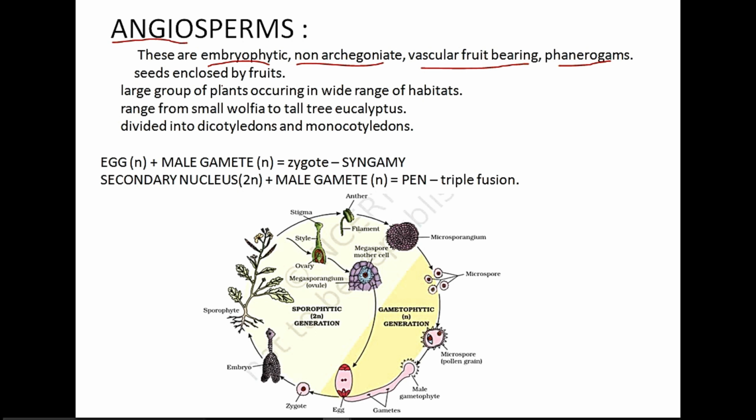The pollen grains and the ovules are developed in specialized structures called flowers. Here, as you can see, the flower. So the pollen grains and ovules are developed inside special structures called flowers. In angiosperms, seeds are enclosed in fruits, as you see daily. So the angiosperms are embryophytic, non-archegoniate, vascular fruit bearing phanerogams or spermatophytes. The angiosperms are an exceptionally large group of plants. We can see them everywhere.